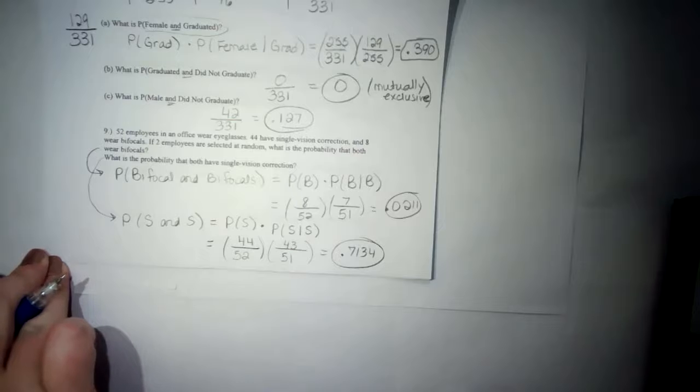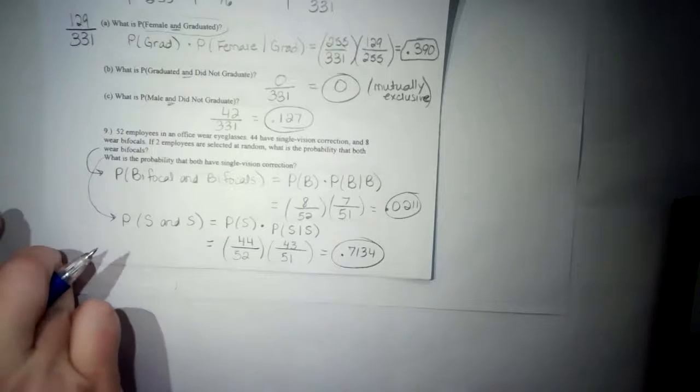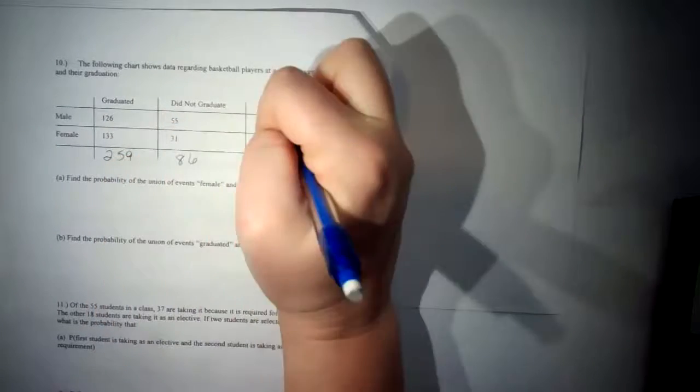All right, let's see. Jumping on to number 10. Let's see how many we can fit in. I don't think we're going to get all the way through 13, but we're pretty darn close. All right, so here we go again. We're back to our basketball players, but it's different data. Let's add them all up. Now we have 259 that graduated. We're at a different school. We have 86 that didn't.